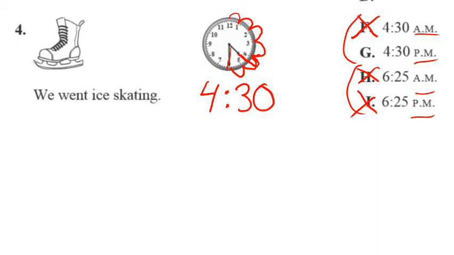So 4:30 p.m. is probably a better choice. It's still light outside. I'm still doing stuff. That's after school. So 4:30 p.m. is probably the best choice for ice skating. G.